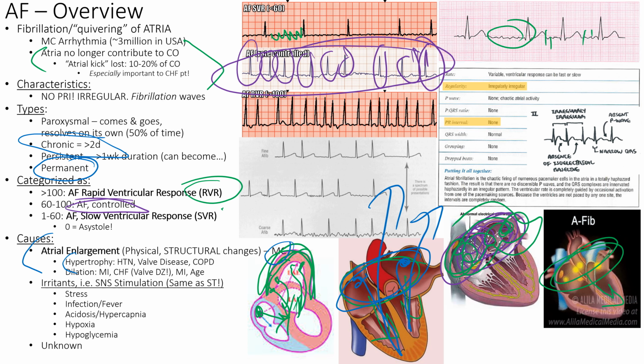So what else? Irritants, what causes someone to go into AFib or go into AFib RVR? Well, A, they have to have a structural irregularity, and B, they have to have some of these factors that the SNS got stimulated by, right? So they have low O2, low pH, high CO2, low blood sugar, they have fever, infection, stress, nursing school. All these things are going to throw you into AFib, right? And hypoglycemia I mentioned as well, all right? And sometimes it's just unknown.